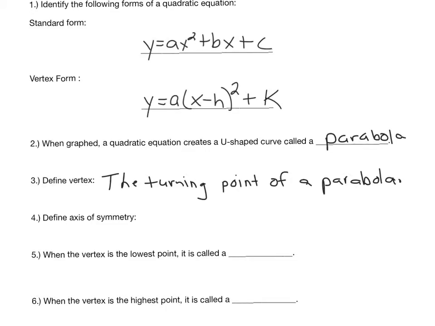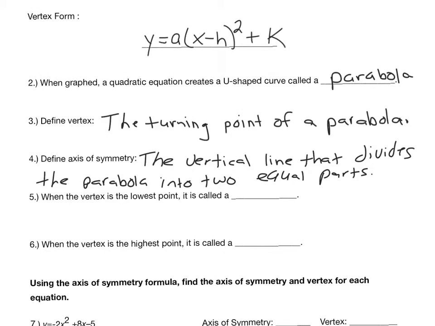Next, the axis of symmetry. Remember, that's that imaginary vertical line that splits your parabola into two equal parts. So that's what you would have to put for your definition. Let me pause the video and write that definition down for you. There you have it, the vertical line that divides the parabola into two equal parts. Now, let's get back to vertex.